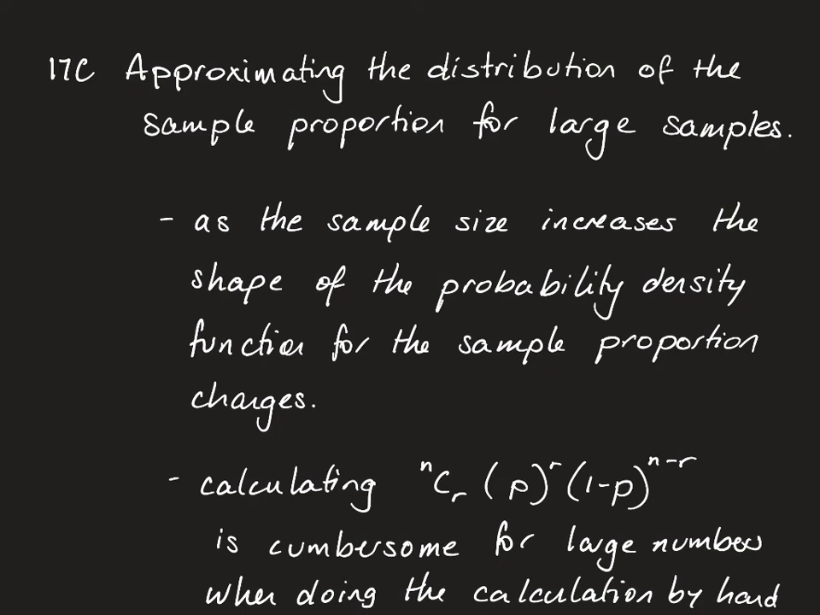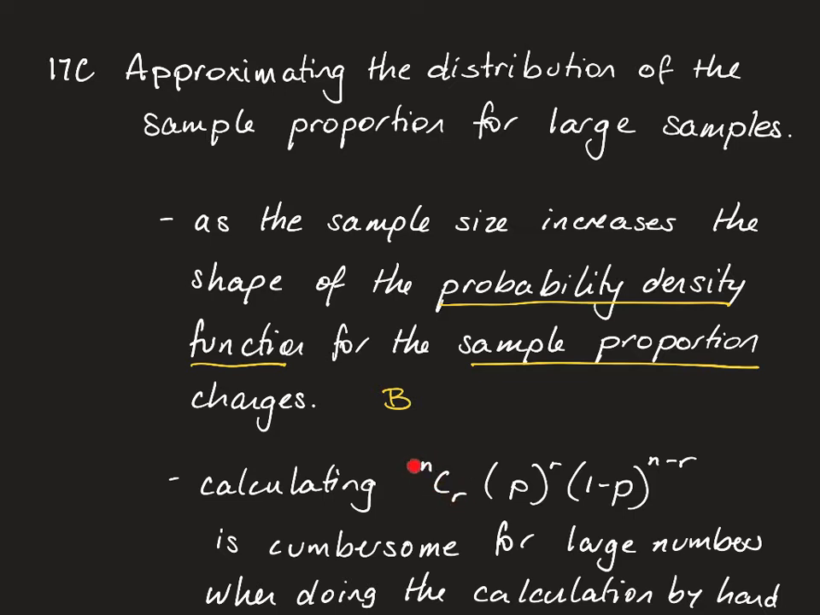In this video, we're going to look at approximating the distribution for the sample proportion for large samples. So we know that as the sample size increases, the shape of the probability density function changes, and we know this from our work with binomial distribution because the probability density function for the sample proportion is a binomial distribution. And if we're working out binomial probabilities for large values of n, then we're calculating that using our combinations formula, which can be really difficult to work with if we're working with large numbers.